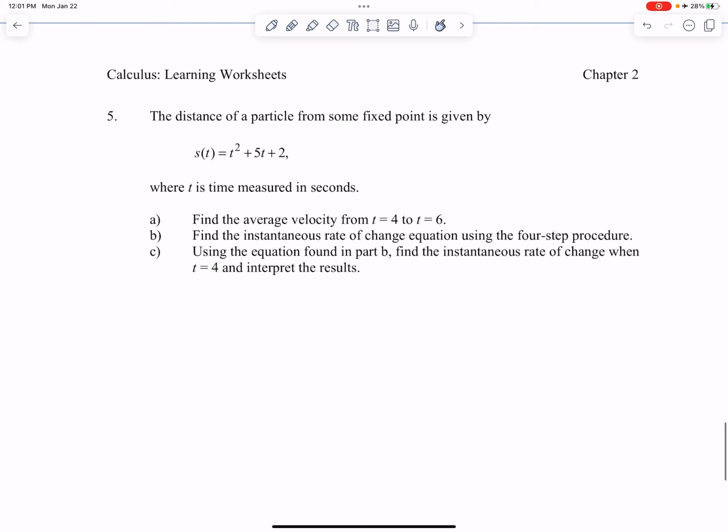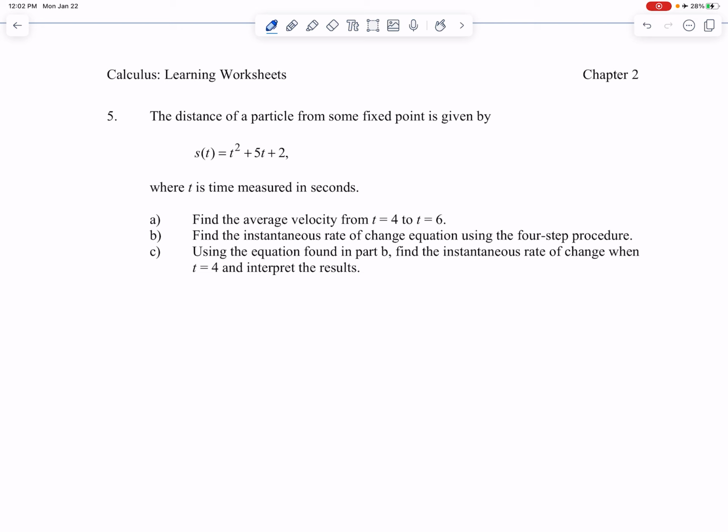Okay, number 5, and our final one for today. The distance of a particle from a fixed point is given by s of t equals t squared plus 5t plus 2, where t is measured in seconds. Find the average velocity from t equals 4 to t equals 6. Find the instantaneous rate of change equation, and use your equation to find the instantaneous rate when t equals 4.